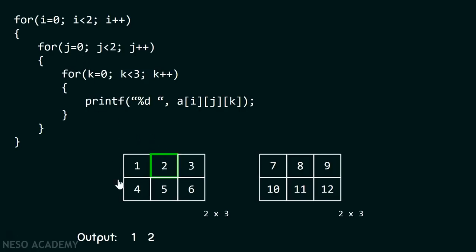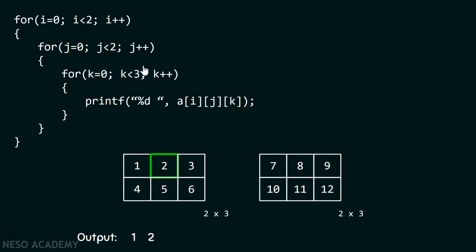That means we are still in the first 2D array and the first row, but k will get incremented. That means column is incremented. That means we are jumping from this position to this position. Simple, isn't it? Now the k will get incremented again. k now becomes 2. 2 is less than 3.